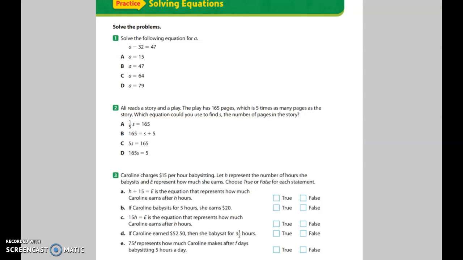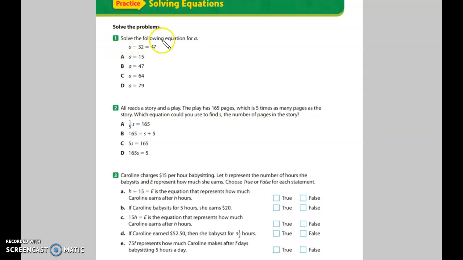Alright, this is the independent practice for lesson 19, solving equations. We're going to be looking at problems 1 through 3 together so that you make sure that you know what you're doing when you go to do your practice work. Let's look at number 1 first.